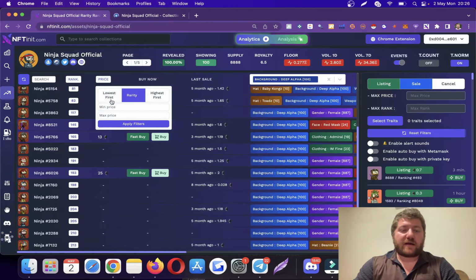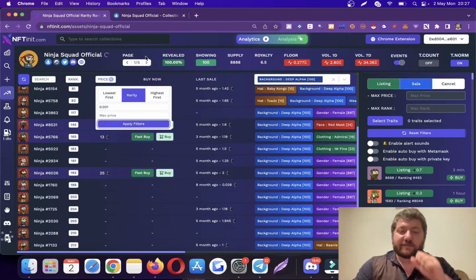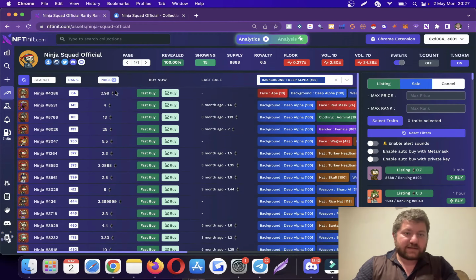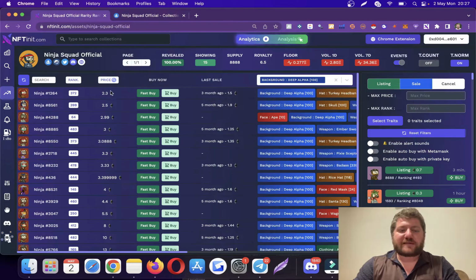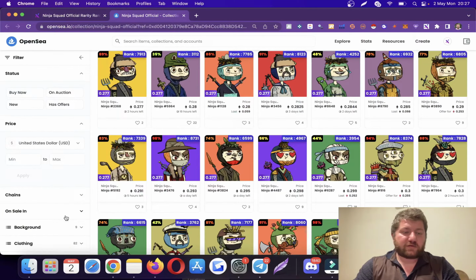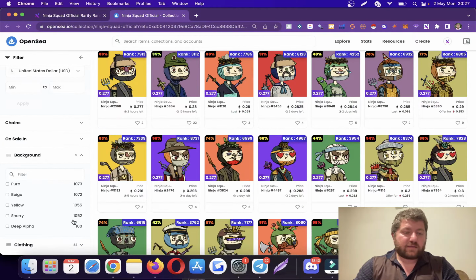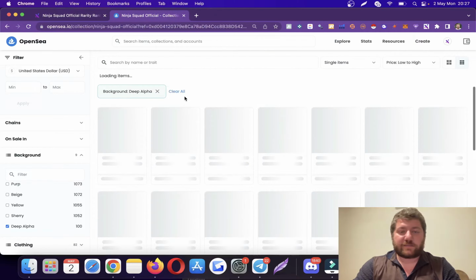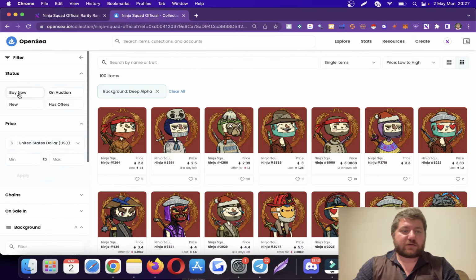If I come here and type 0.01 just to see the ones that are actively listed, you will see that we can sort it from lowest to highest. You can see that they are currently being sold for a minimum of 2.3, even though the floor is 0.27. Let's verify it on OpenSea. It was in the background trait, background property. Let's go to Deep Alpha and let's click on Buy Now.